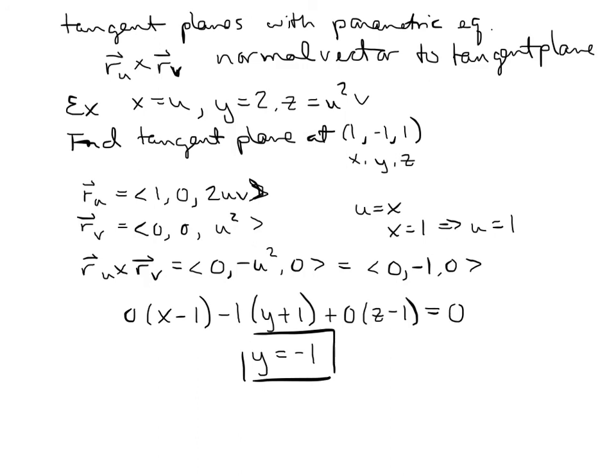So a pretty simple example here. The only thing that you really need to remember is if you're given parametric equations, the cross product of the derivatives is going to give you the normal vector.